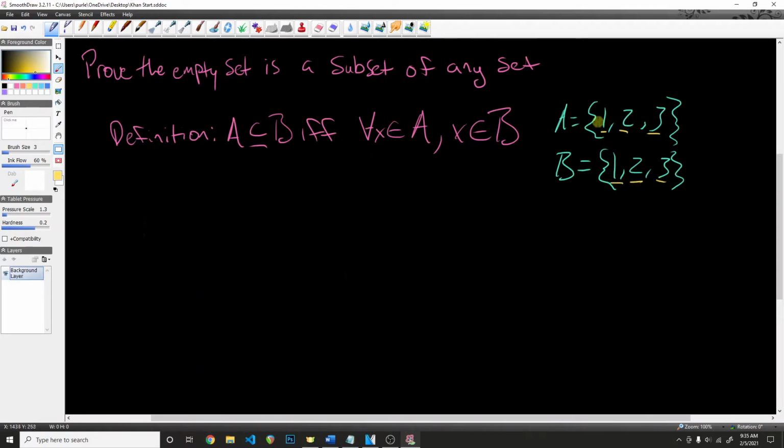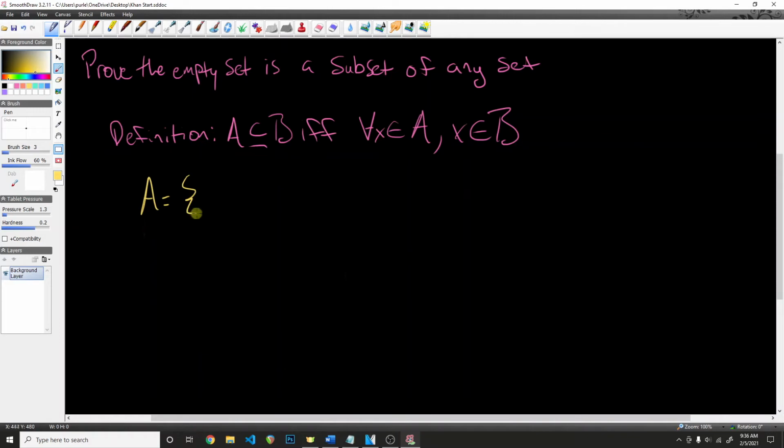So even if these two sets are equal, A is a subset of B, and B is a subset of A, because for every item in B, that item is also in A. And for now, we're just going to say that A is equal to the empty set.